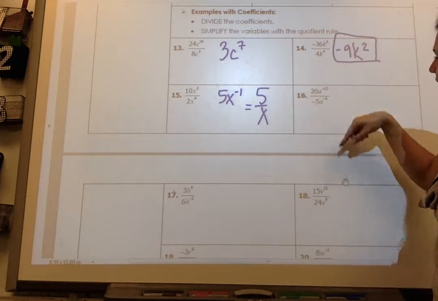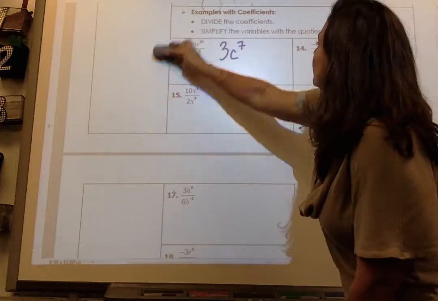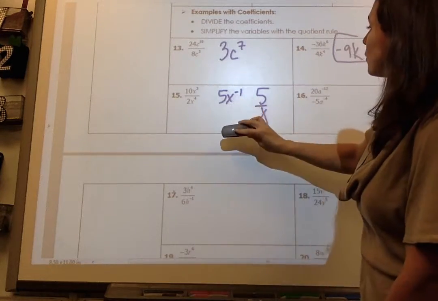Oh, darn it. I said I was going to do the odds, and you're going to do the evens. All right, so I'm not going to do 16. I'm going to jump down over to the next page.